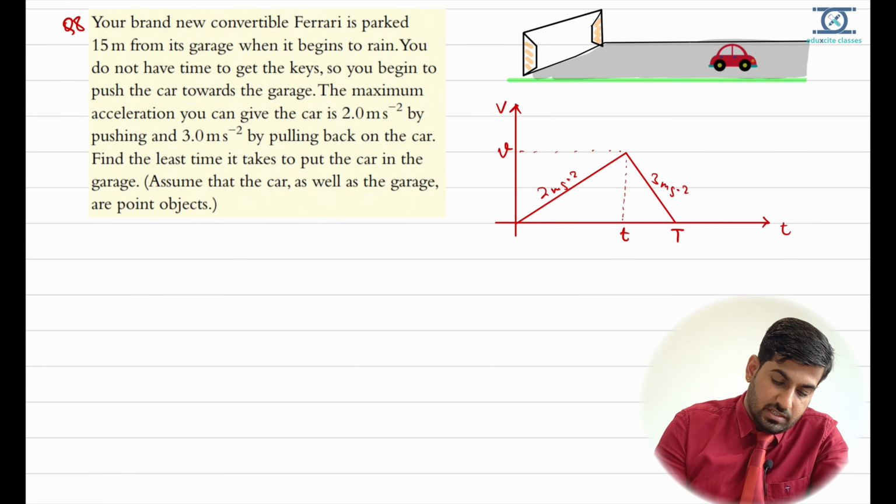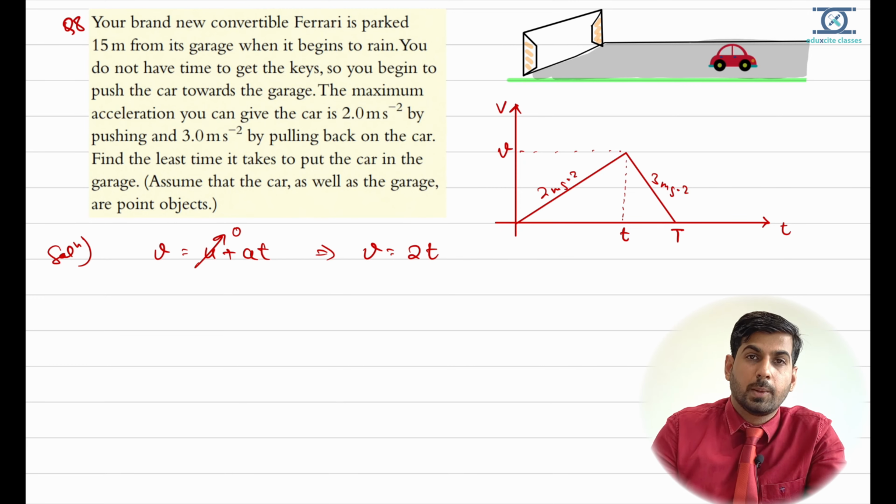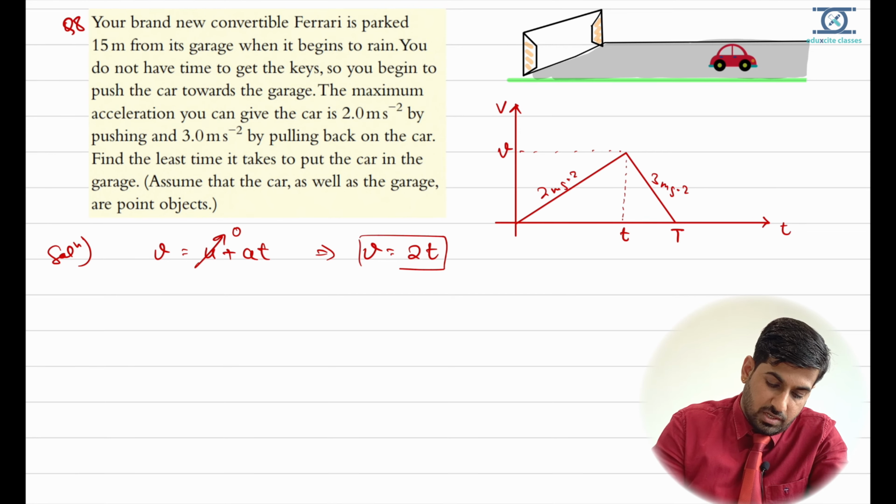So what is v in terms of this? As per the graph, I can say v equals u plus at. Here u is 0, acceleration is given to us, and the time I have taken is t. So small v equals 2 into small t, right? So this is my first equation.